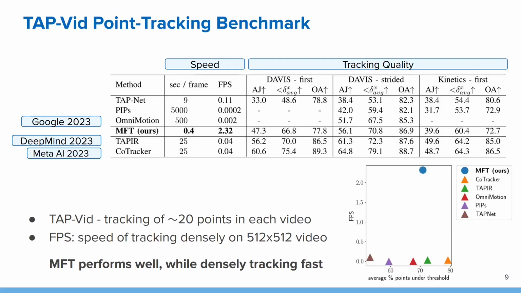Since there is no benchmark for dense long-term tracking, we evaluated MFT on a standard sparse point tracking benchmark, TAP-Vid, which has ground truth tracks for around 20 points in each video. MFT performs competitively to concurrent work which is specialized to sparse point tracking while being orders of magnitude faster when applied for dense tracking. The slowest part of MFT is the computation of the optical flow. For applications like video editing, the optical flows can be pre-computed, which results in a tracking speed of over 100 frames per second, enabling interactive use.